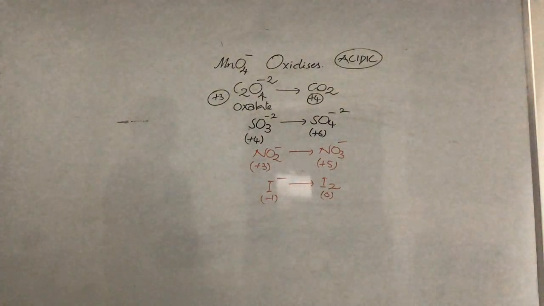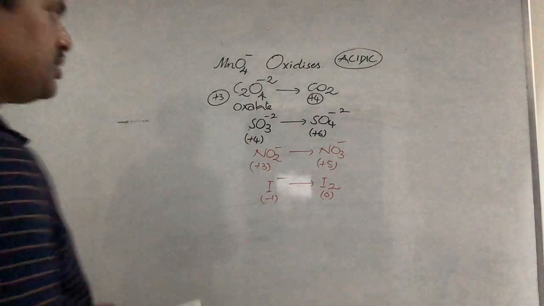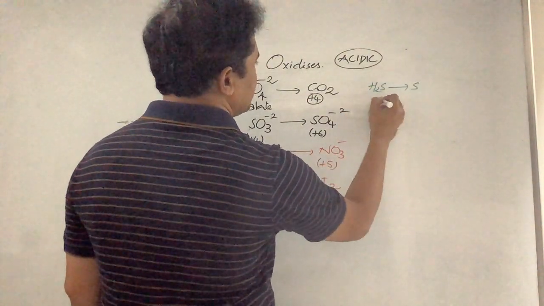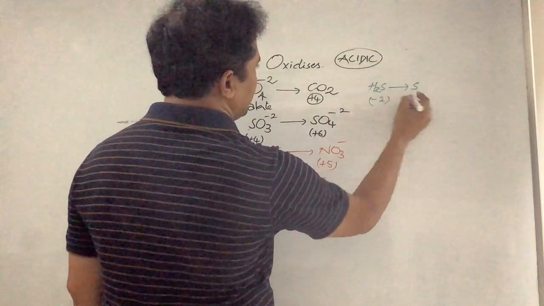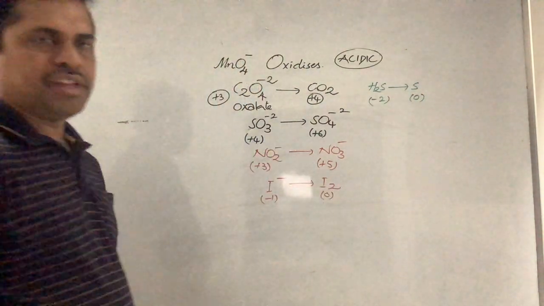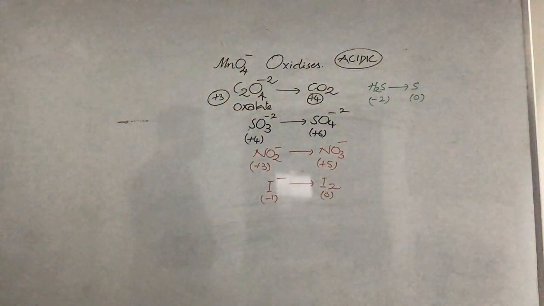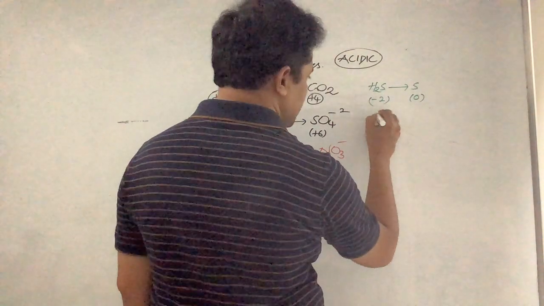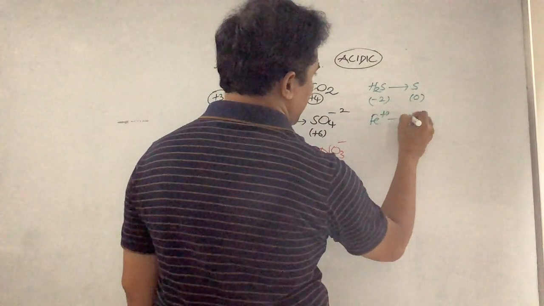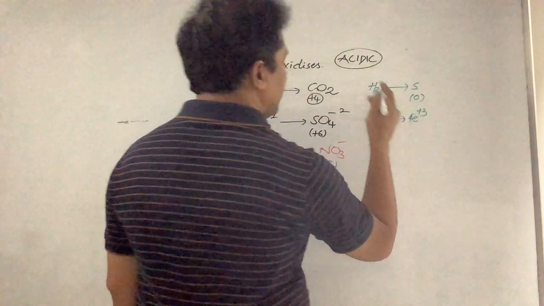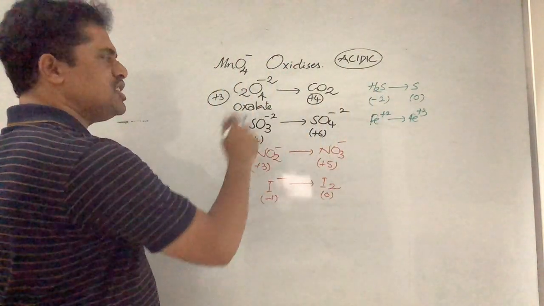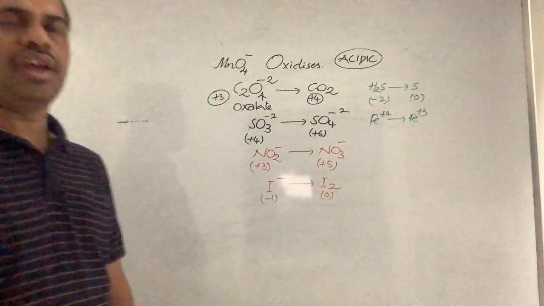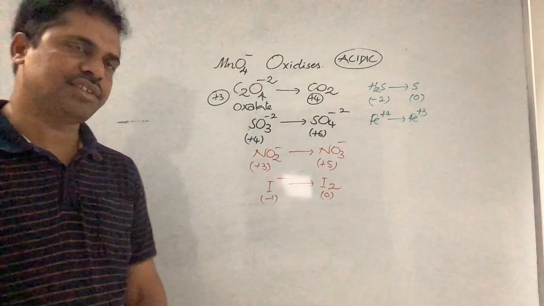Along with these, it can oxidize even H2S. H2S is oxidized to sulfur. Oxidation state of sulfur is -2 here. Here it is going to be 0. -2 to 0, that is again oxidation. So in all these cases, you can use even iron. Fe plus 2 is oxidized to Fe plus 3. Ferrous to ferric, nitrites to nitrates, sulfites to sulfate, oxalate to carbon dioxide, I minus to I2, H2S to sulfur. These are a few examples. Okay.